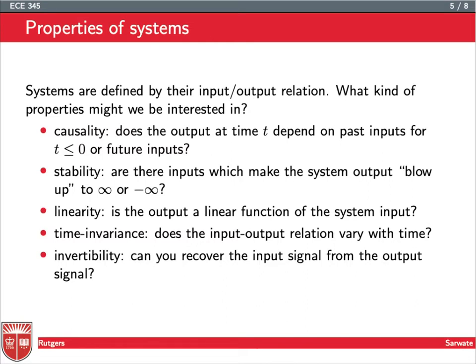So stability is pretty straightforward. If there's an input which makes the output blow up, a nicely behaved input that is bounded that makes the output blow up, then it's not stable. And so we like to deal with stable systems. And sometimes there exist systems that we like to build that work well on paper, but they're neither causal nor stable, so we can't necessarily build them in a circuit, in which case we call them not realizable.